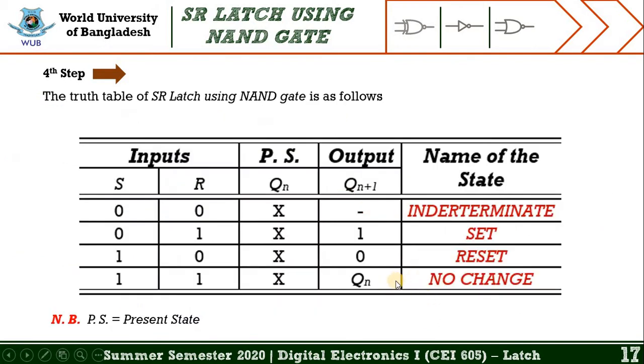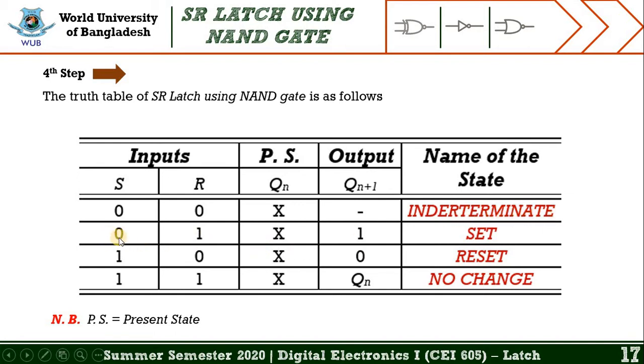From our observation of the last 4 slides, which have 4 cases, such as when both the inputs are 0, or both the inputs are 1, or one input is 0 and another one is 1, or vice versa, which means one input is 1 and another one is 0. In that case, we may find 4 condition states, and this slide represents the truth table or state transition table of SR latch using NAND gate. When both the inputs are 0 0, in that case the output, or the next state, should be called indeterminate.